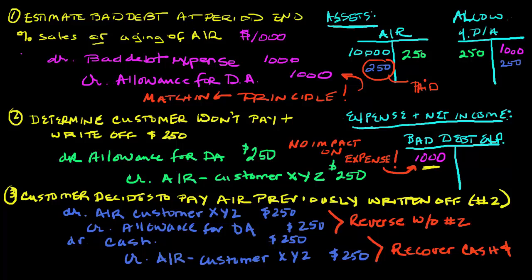In other words, you restore the accounts receivable with a debit for $250 and credit the allowance for doubtful accounts for $250. Then you process the collection of the cash like you normally do, with a debit to cash and a credit to accounts receivable for $250. Easy. And that's it for now.